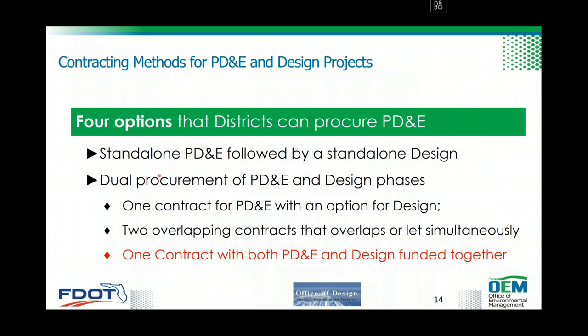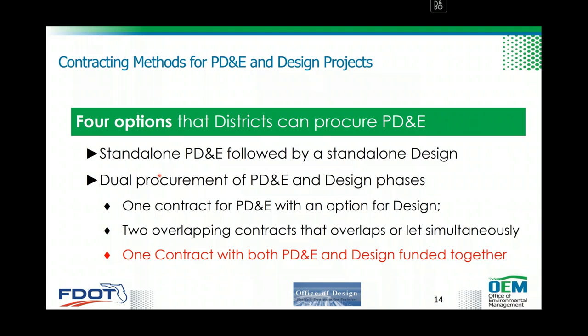Contracting methods for PD&E and design combined projects. There are always 4 options that the district can procure, and central office does not dictate one option or the other. The district has their decision to choose which option should be used in their projects, depending on the context of their projects and other funding mechanisms.